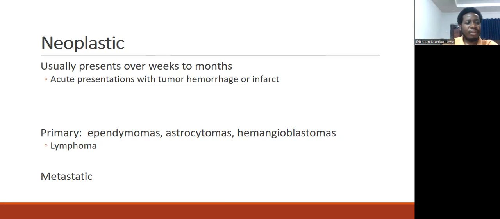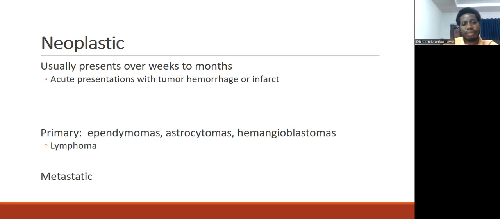Then neoplasms are also an important etiological consideration in spinal cord disorders and usually present over weeks to months. Acute presentations with hemorrhage into the tumor or impact can also occur, and this could usually be established after you do imaging, or in a patient who has a known history of a malignancy and hyperacutely presents with sudden onset worsening of their symptoms or new symptoms of paraplegia or paraparesis. You can entertain hemorrhage within the tumor.